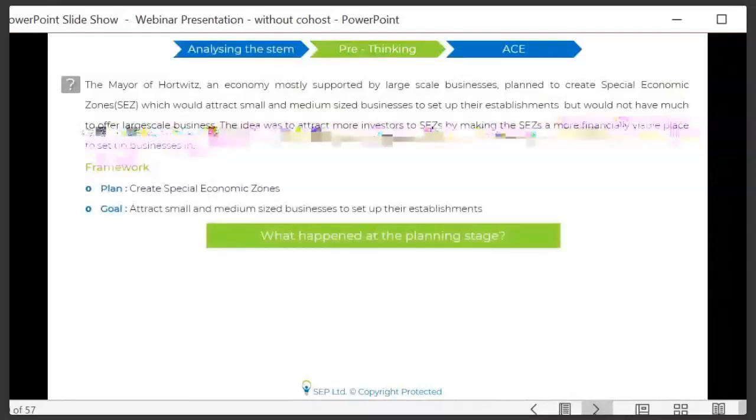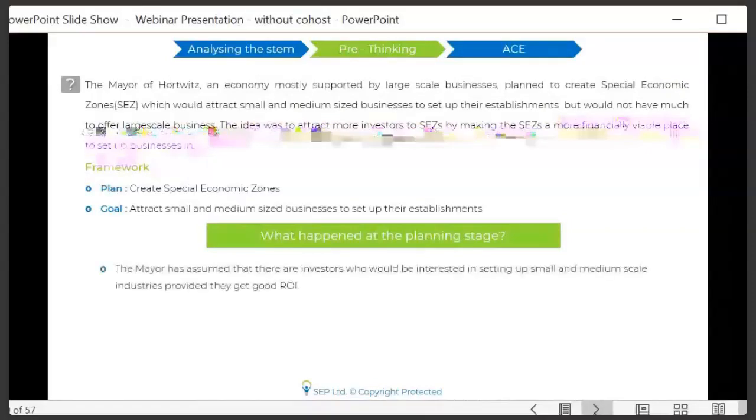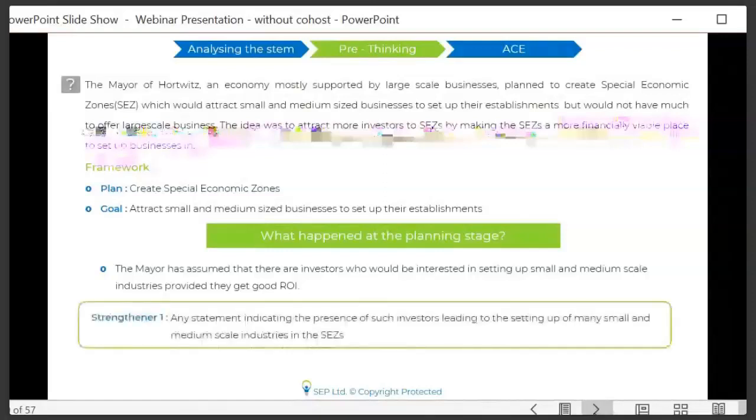Okay. Now, the mayor believes that there are investors who would be interested in setting up small scale and medium scale industries provided they get a good ROI. This is what the mayor has assumed. So a strengthener would be any statement that indicates the presence of such investors, any statement that says that there are investors who are ready to set up small and medium scale industries in the SEZs would be a strengthener. All right. And we already know that the strengthener is usually based on the assumptions valid in the particular argument.